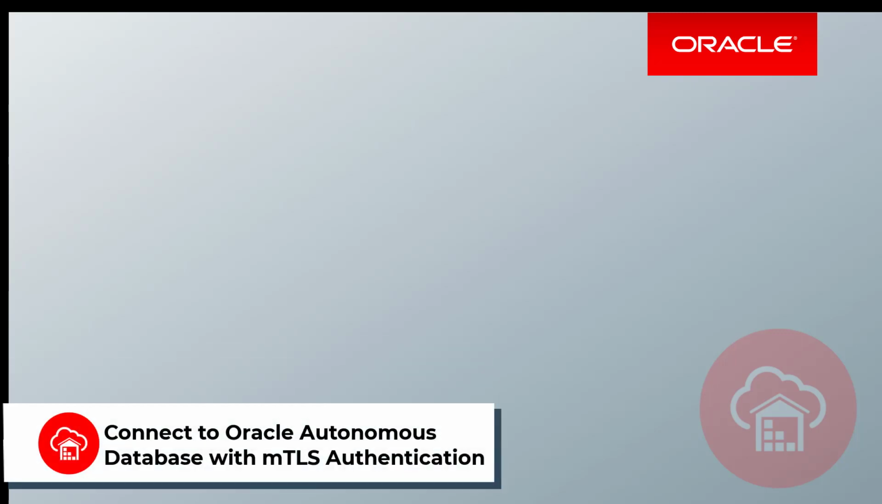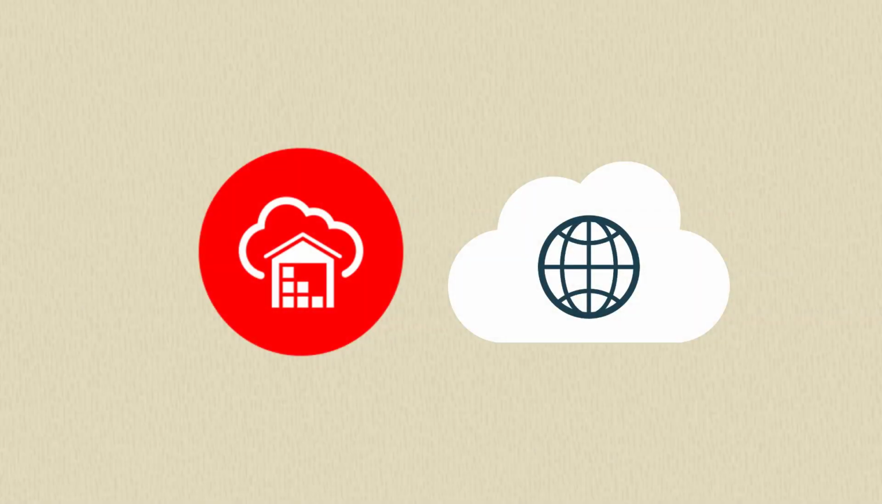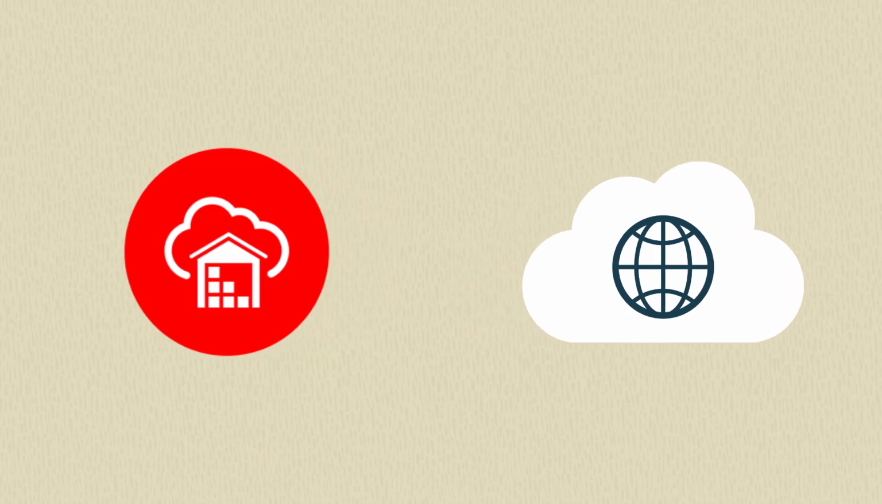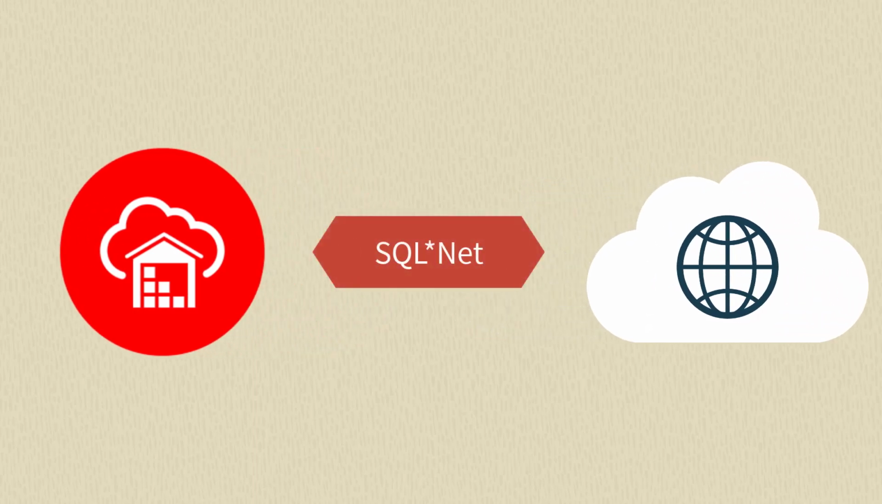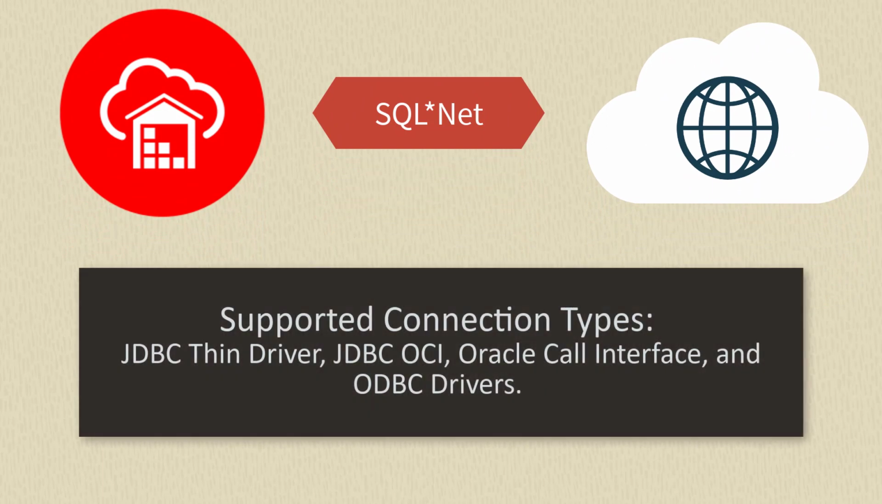You can easily connect a client application to an Oracle Autonomous Database instance using Oracle Net Services. Applications can connect to Autonomous Database as long as the connection is supported by Oracle Net Services, also known as SQL Net, which acts as the data courier between the application and the database. Supported connection types include JDBC Thin Driver, JDBC OCI, Oracle Call Interface, and ODBC drivers.